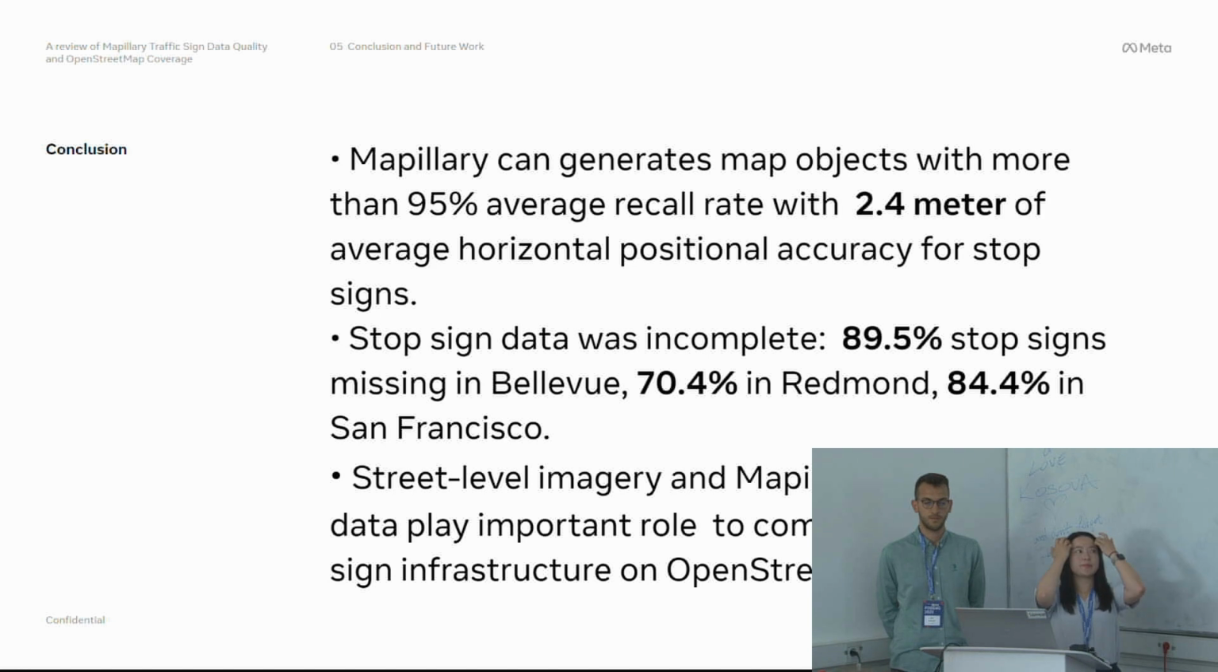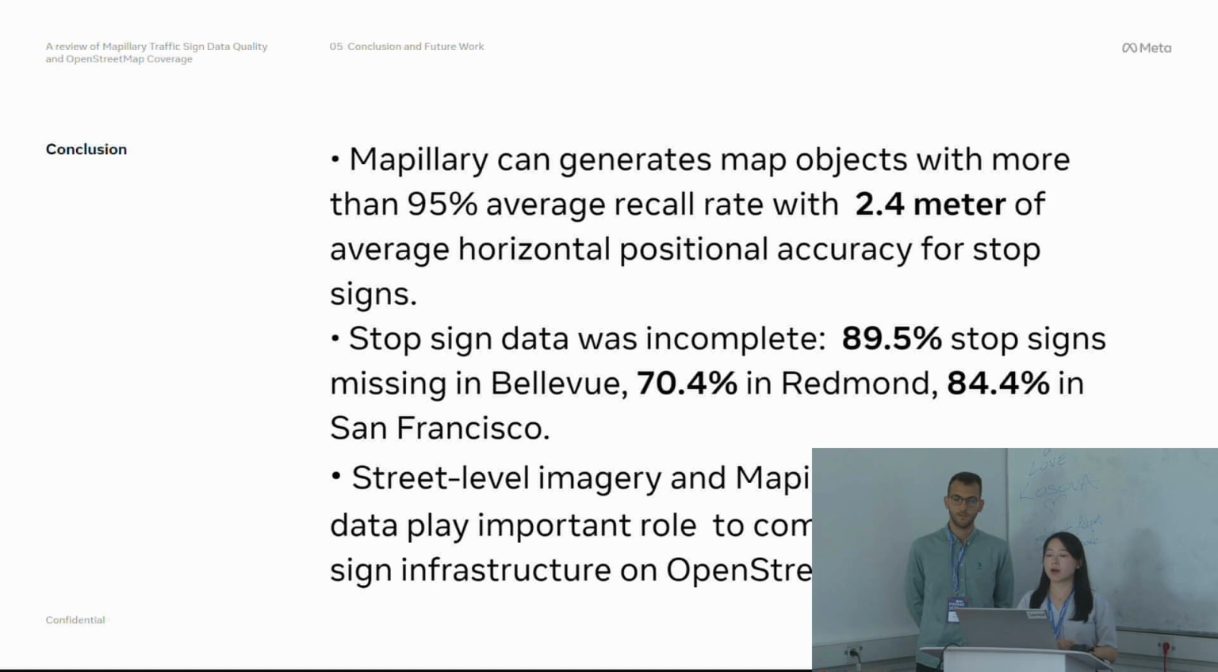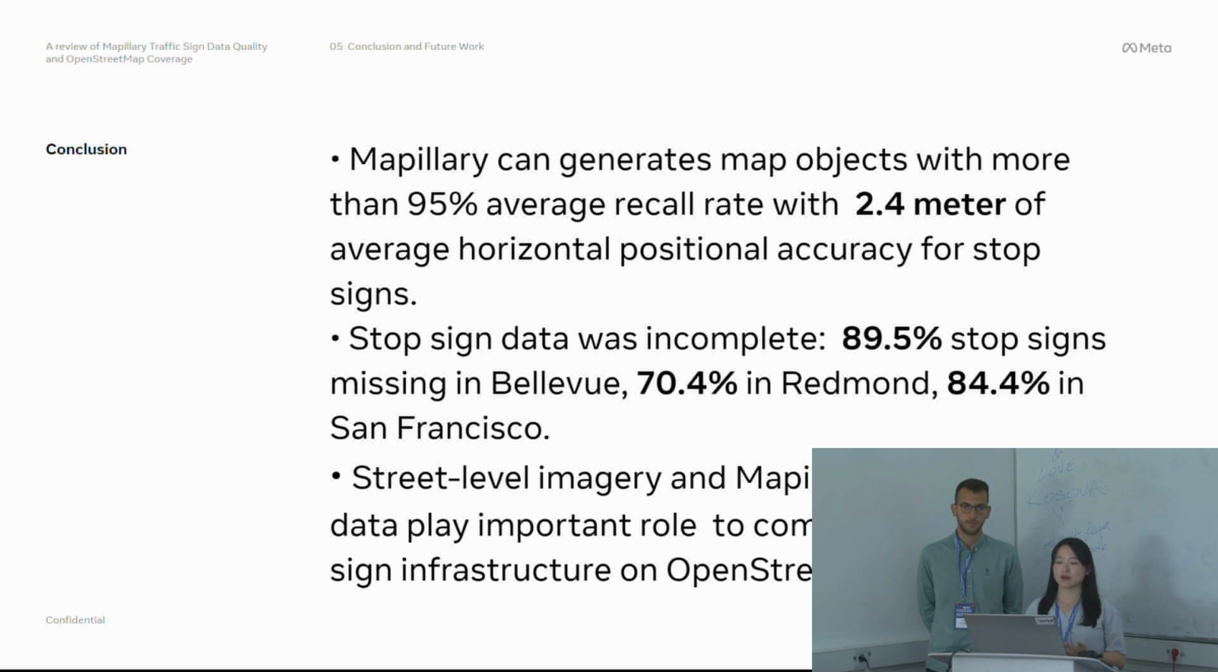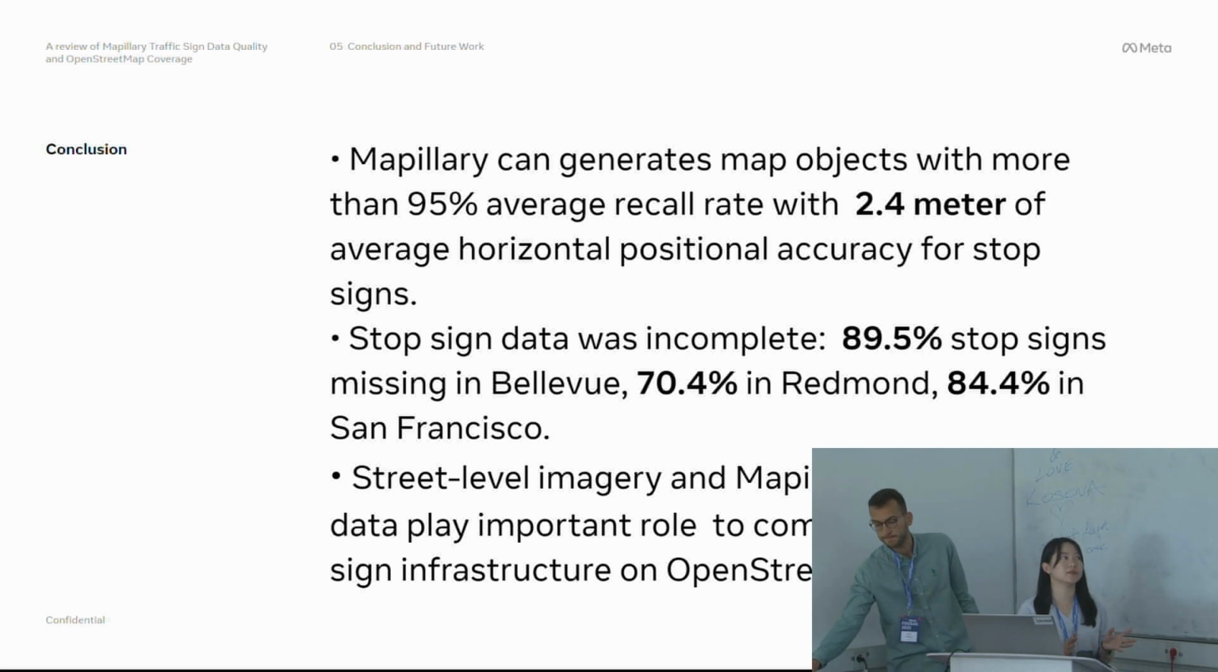So concluding this experiment, it proved that Mapillary can generate map objects with more than 95% recall on average among all 3 areas of interest. And the Mapillary generated data can also be within 2.4 meters of average horizontal positional accuracy, specifically for stop signs. In fact, we applied a similar experiment on pedestrian crossings, and combining all data, the average horizontal positional accuracy is even better. It's 2.16 meters.